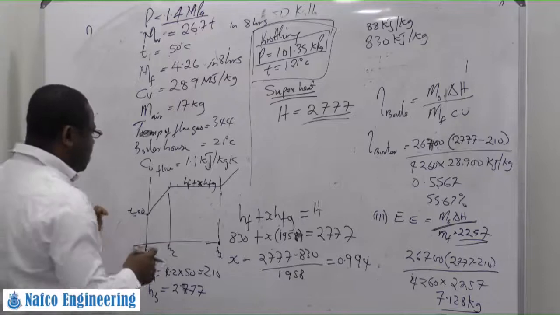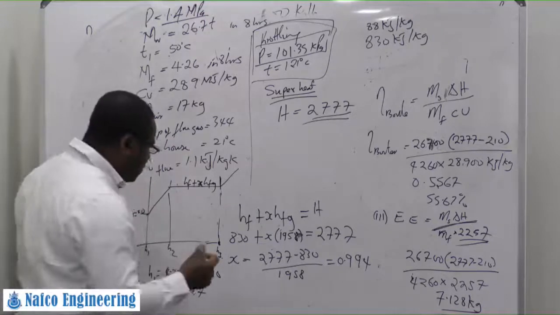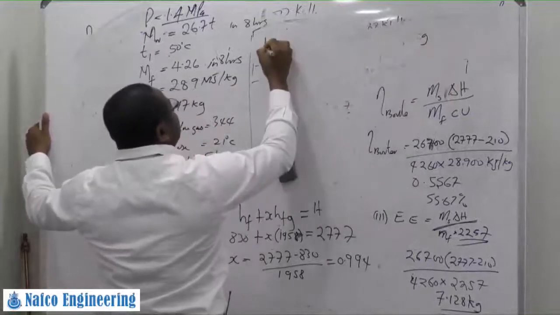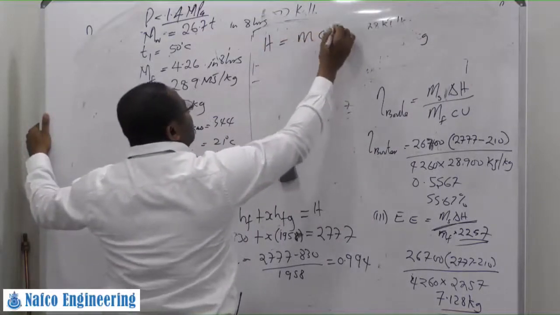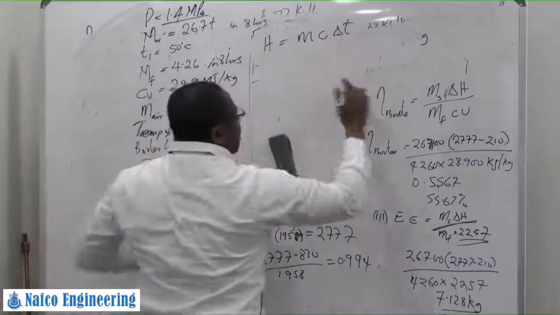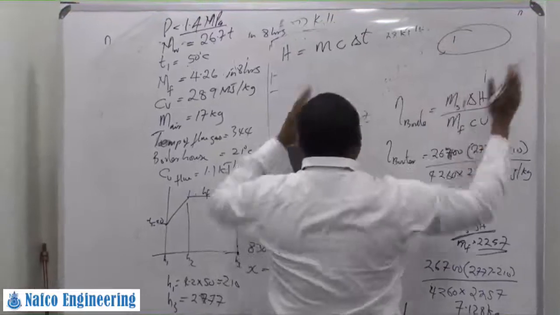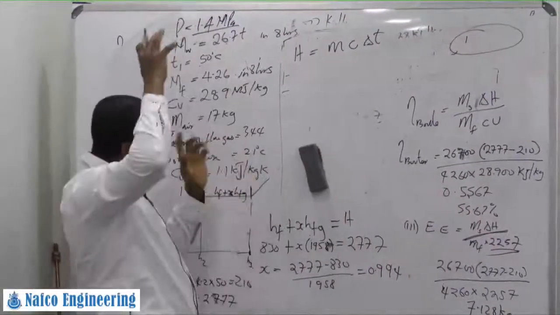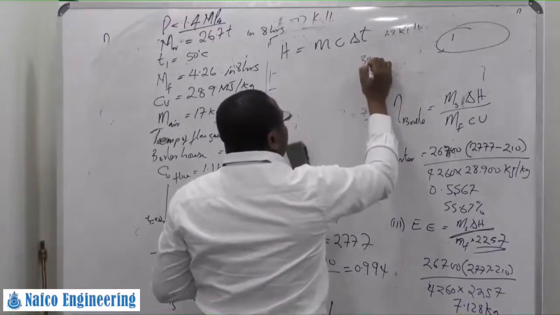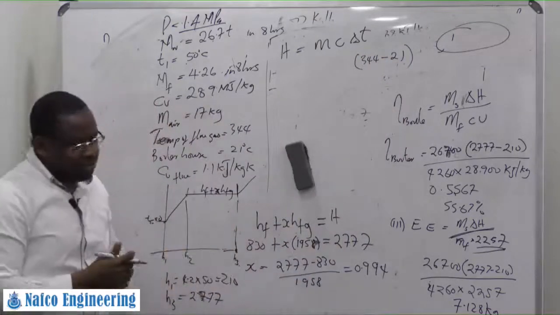CV of the flue gas. So if I ask to calculate the heat loss, what is heat? Heat loss, the flue gas heat, is m C delta T, right? Remember that at the chimney, the outside temperature is given as 21, but the flue gas is 344. So the difference in temperature will be 344 minus 21. Okay.